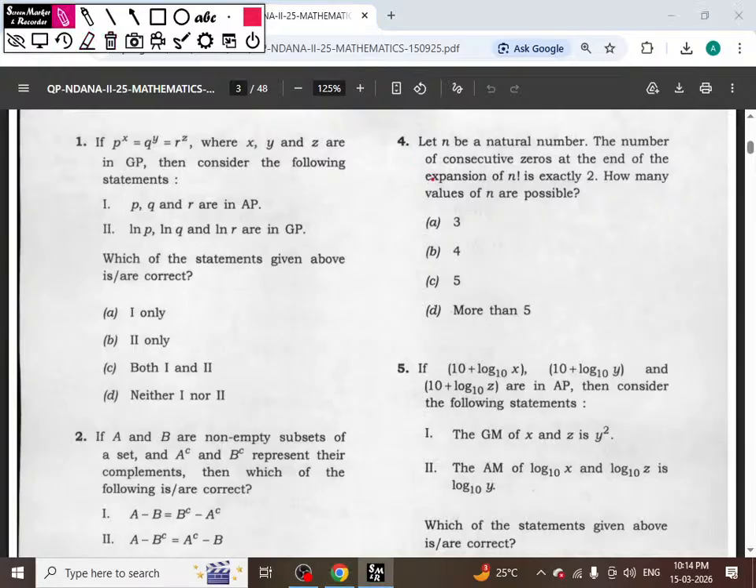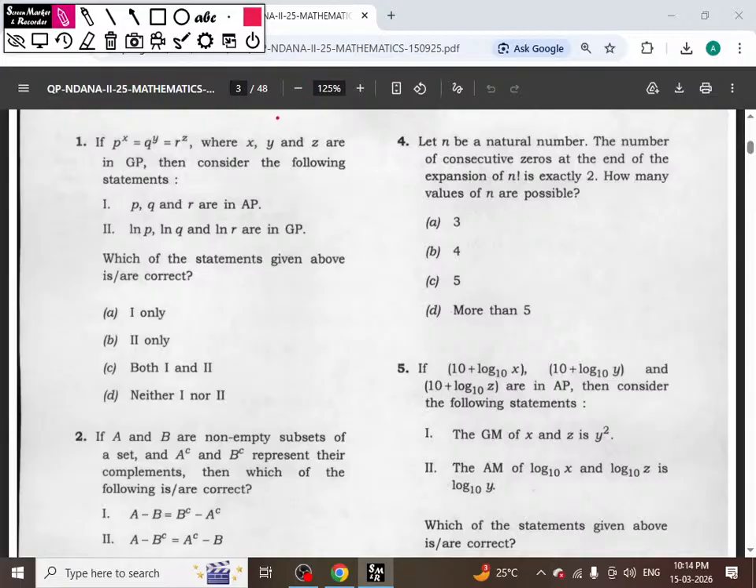Let n be a natural number. The number of consecutive zeros at the end of the expansion of n factorial is exactly 2. How many values of n are possible?